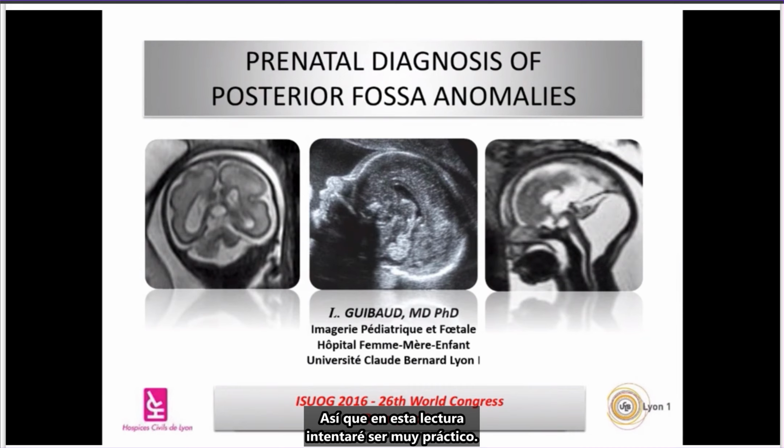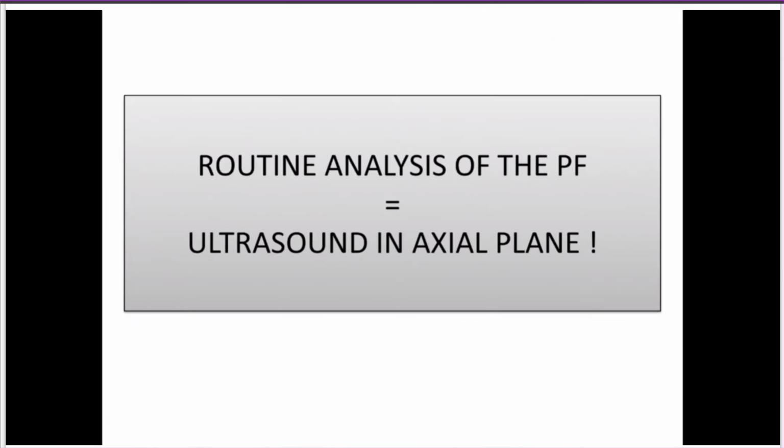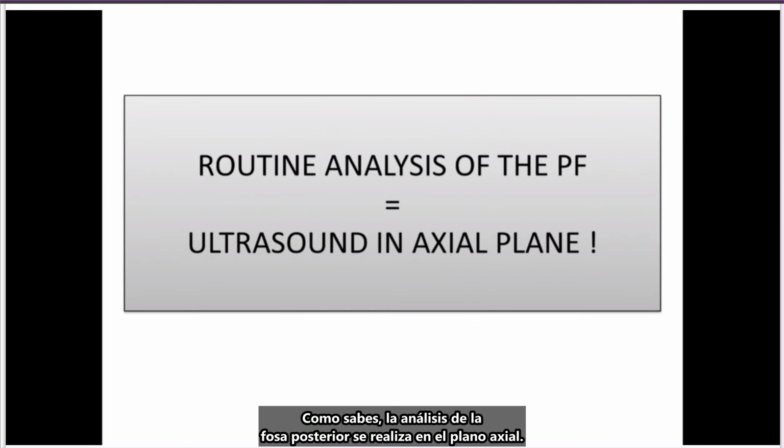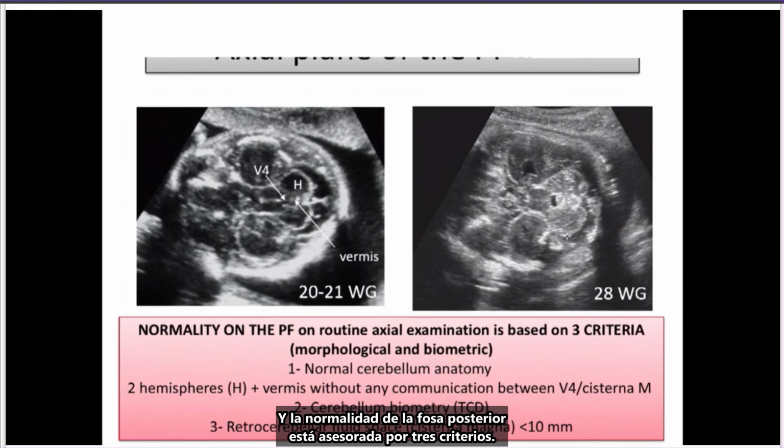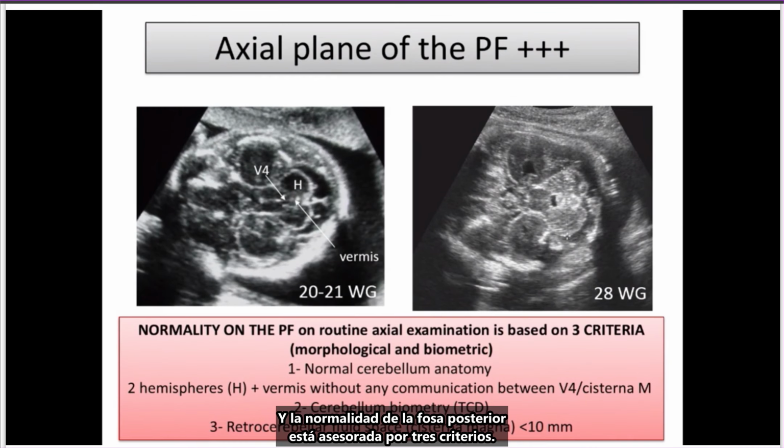So in this lecture, I will try to be very practical. I will show you many cases, and I think the main issue is to have an anatomical approach to these posterior fossa anomalies. As you know, the analysis of the posterior fossa is performed on the axial plane. And the normality of the posterior fossa is assessed on three criteria.